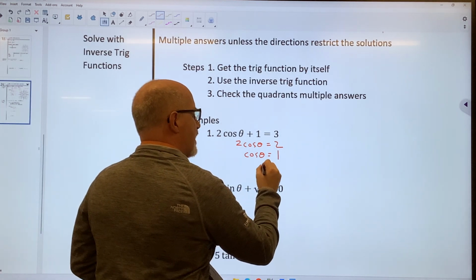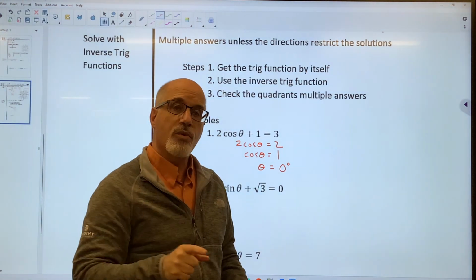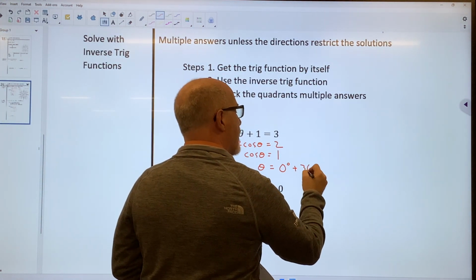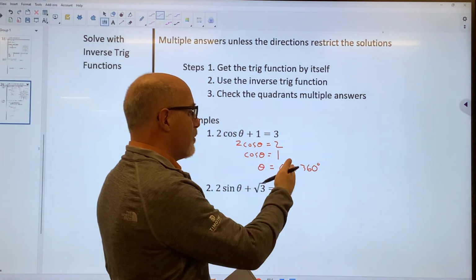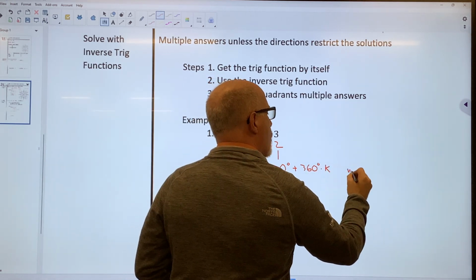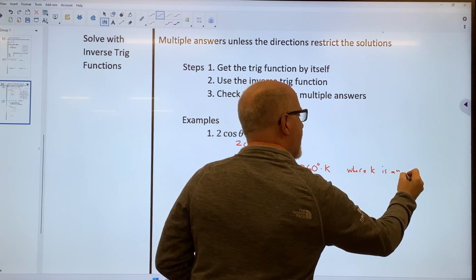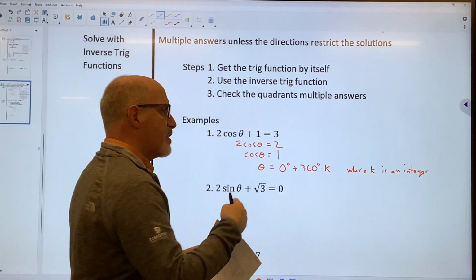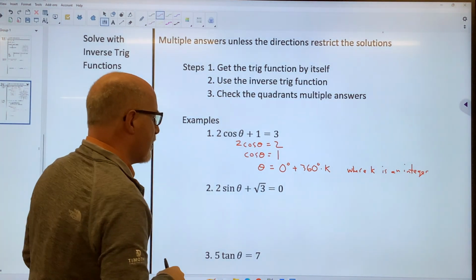So theta is going to equal 0 degrees, but then I've got to give every coterminal angle with it. If I add 360, it will also be an answer. If I add 720, that will be an answer. So I want all multiples of 360. So we'll say 360 times k, where k is an integer. Now we won't always say that k is an integer, but we use k here to say we're going to multiply by 1 or by 2 or by 3 to keep getting those coterminal angles.